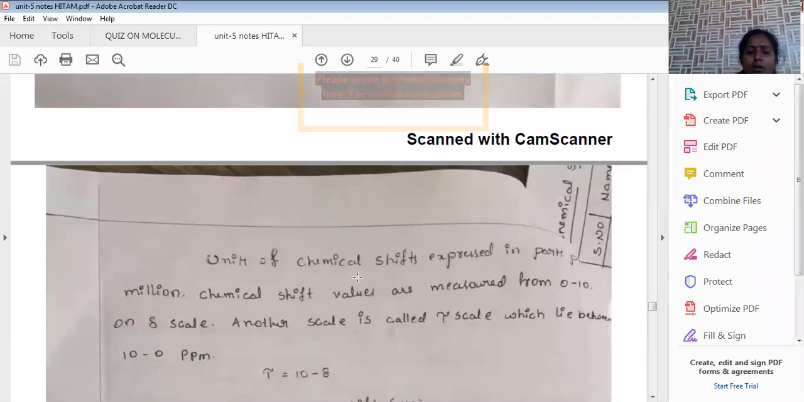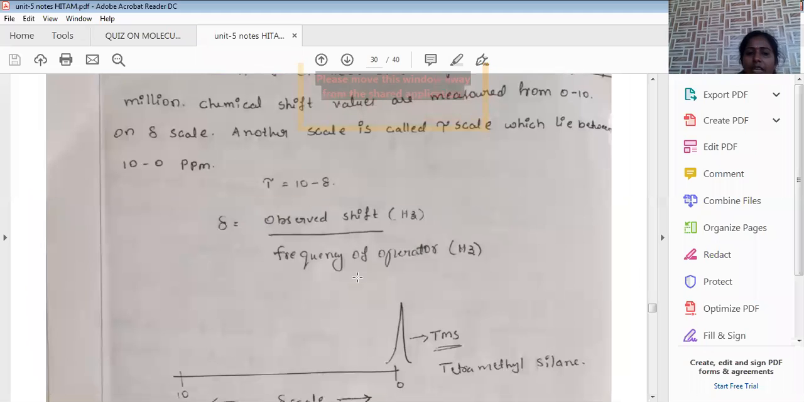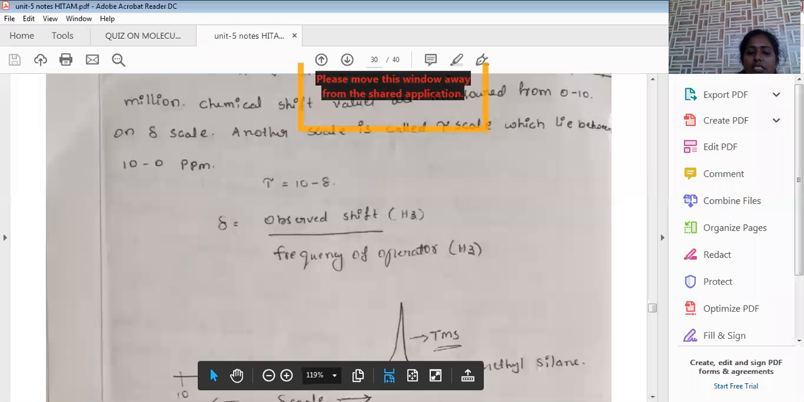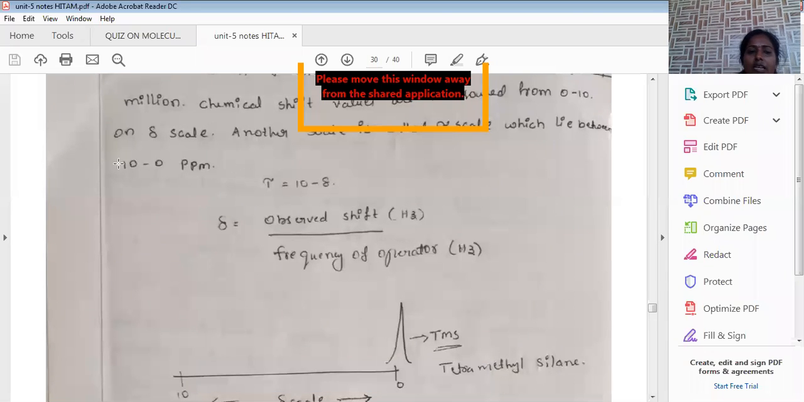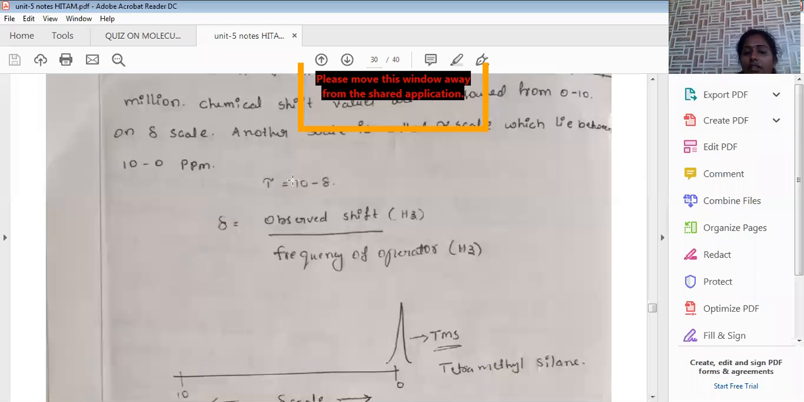And the next is about chemical shift values, which are measured on the delta scale. Even the tau scale is also used. To convert the delta scale into the tau scale, we take 10 minus delta. We already know the delta scale ranges from 10 to 0 ppm. If we subtract the value of delta from 10, we will get the tau scale.